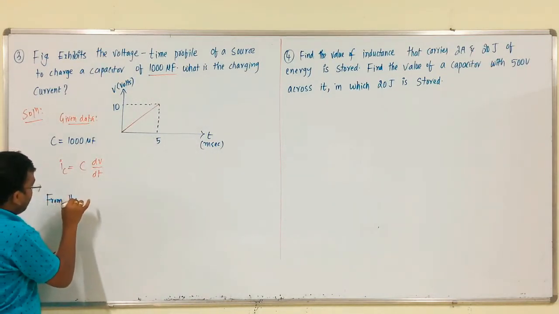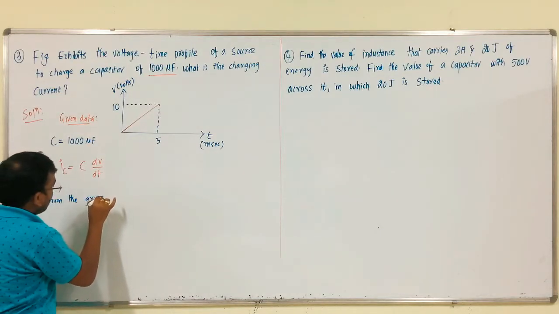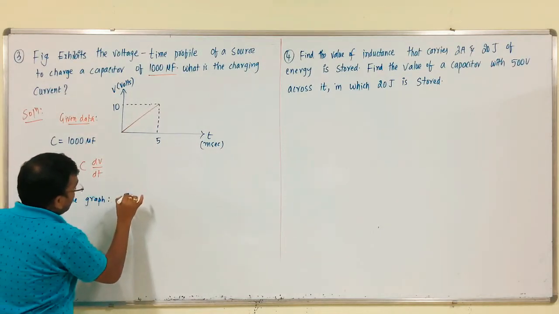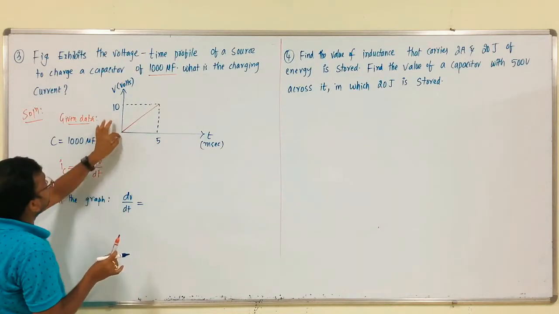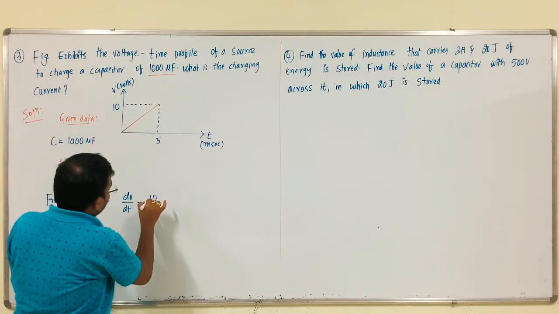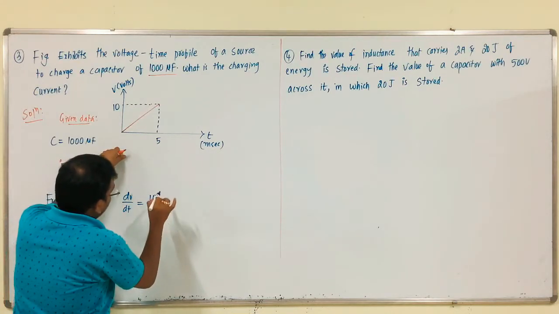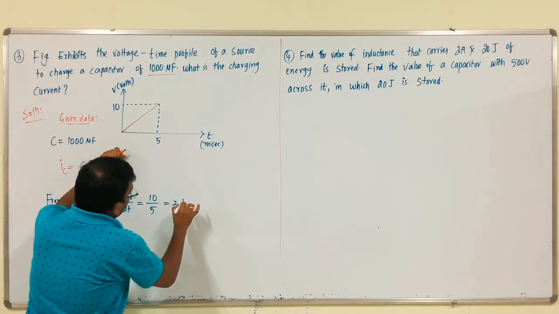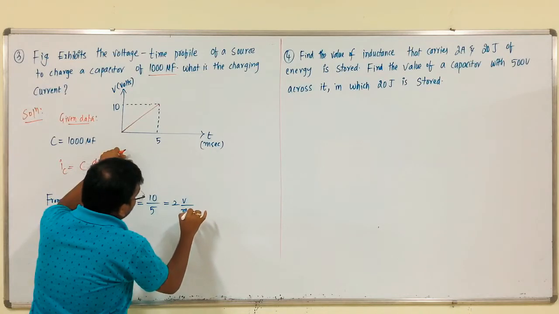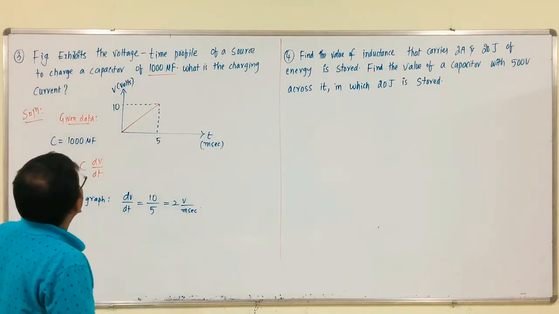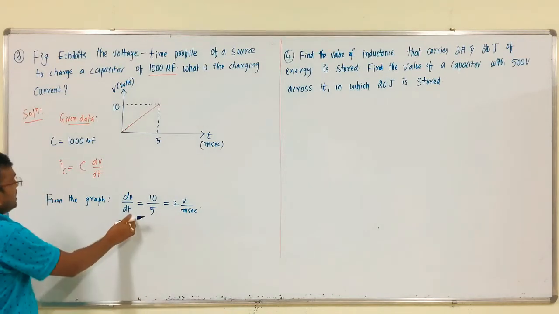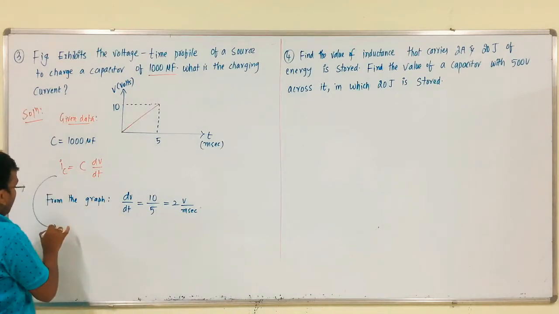From the graph, dV/dt is equals to change in voltage from 0 to 10, which is 10, change in time is 5, which is equals to 2 volts per millisecond. So, we got this dV/dt, then substitute this value.